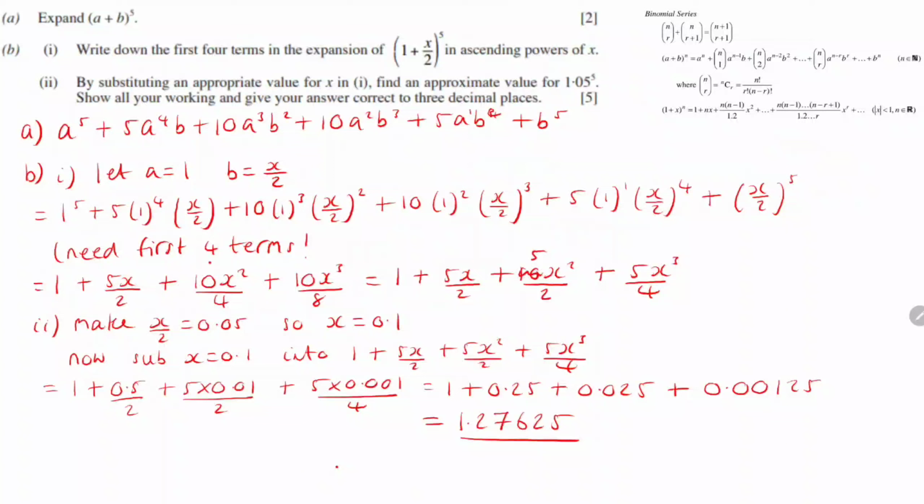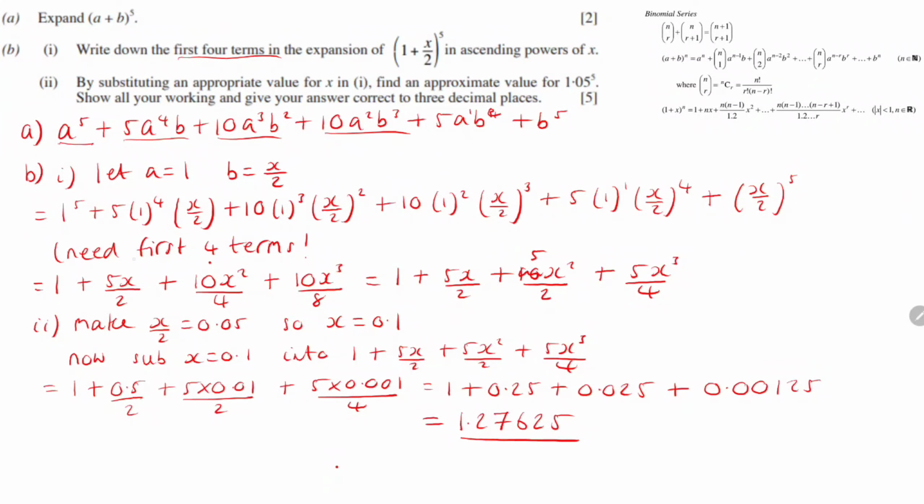And the second question, a bit more going on with this one. Part A was just a basic expansion. You needed your coefficients for to the power of 5, which are 1, 5, 10, 10, 5 and 1. Powers of A decrease every time, powers of B increase every time. Then for part B, write down the first terms of the expansion of 1 plus x over 2 to the power of 5. You wanted the first 4 terms. Now you could have used your first answer for this. 1, 2, 3, 4. And substitute A as 1 and B as x over 2.